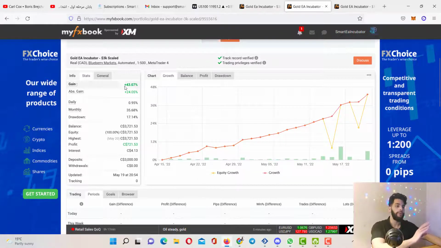Same amount, 43.07% in profit, which is $721, completely automated. We didn't do anything ourselves. Everything was done hands-free, and we've been able to gain this amount of profit.